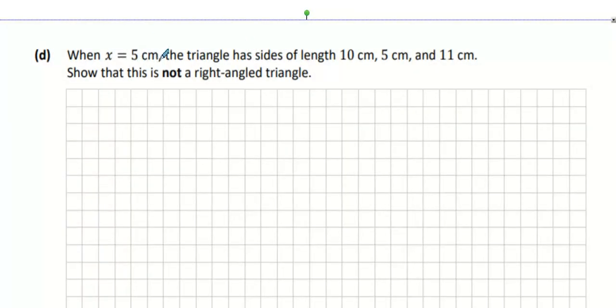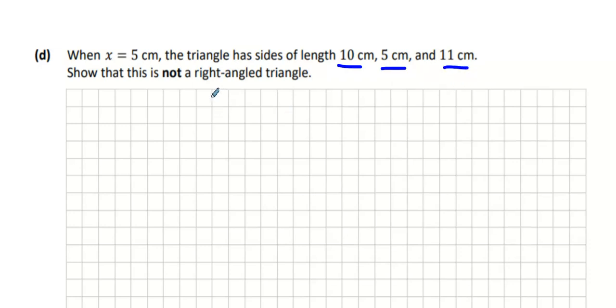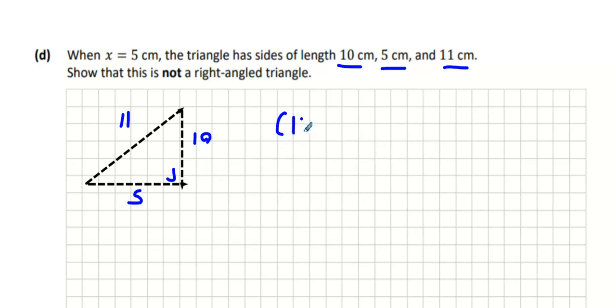D. When x equals 5, the triangle has sides 10, 5, and 11. Show that this is not a right angled triangle. Well, to show that a triangle isn't right angled, we get the longest side, which would have to be the hypotenuse if it was a right angled triangle. And what we do is we do Pythagoras' theorem. If Pythagoras' theorem doesn't balance, it means that it is not a right angled triangle.